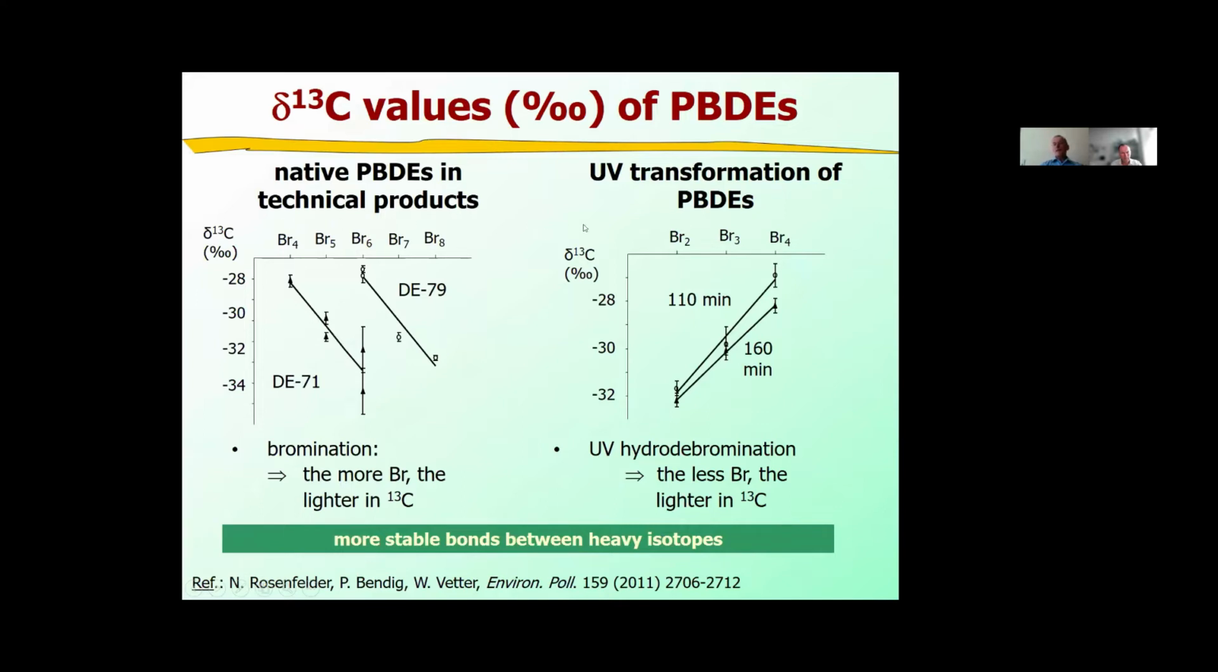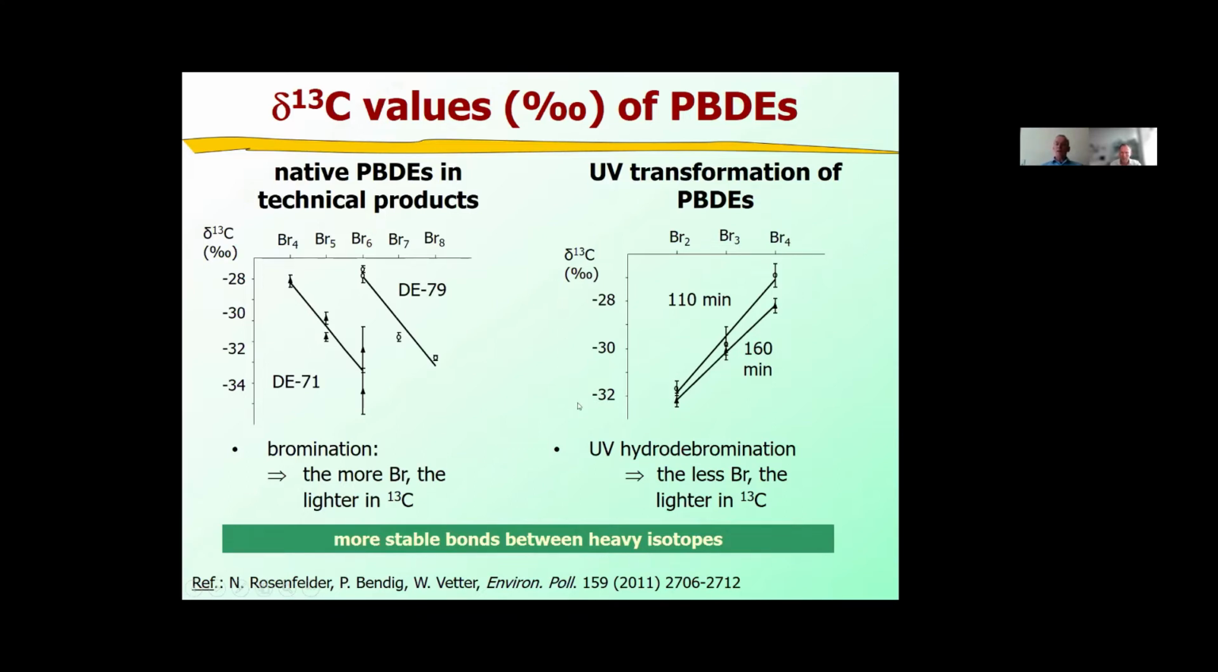But on the other hand, if a compound is degraded, it's the other way around. So you can also use this data to investigate if a compound is a metabolite or a naturally produced compound if you look at environmental sciences. So you have a lot of opportunities if you look at the isotopes, and all that I showed you now is related to the point that you have more stable bonds between heavier isotopes.